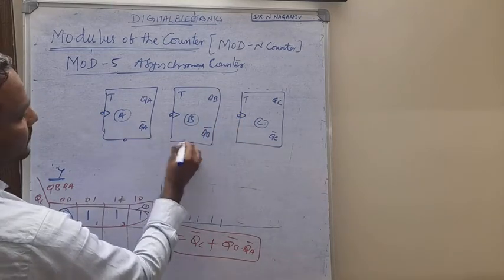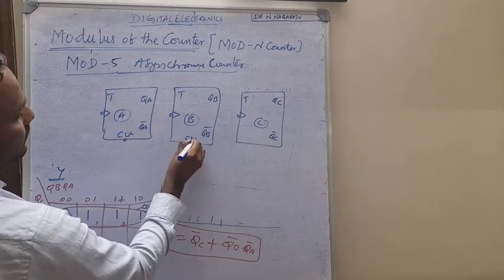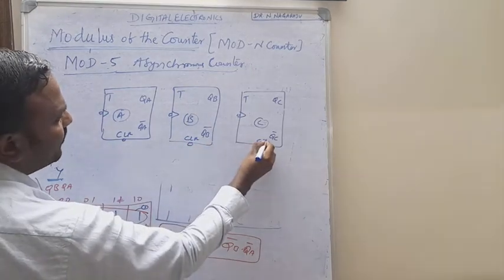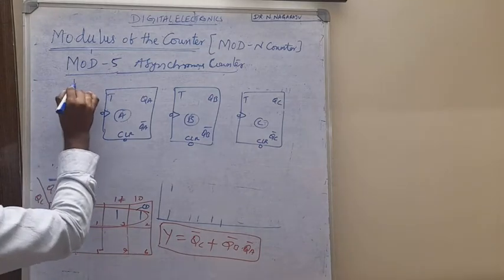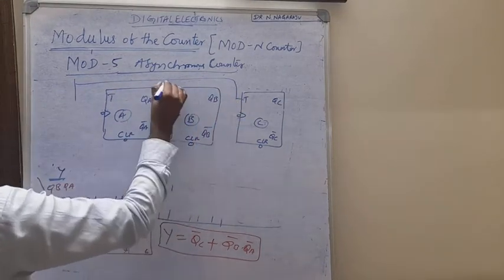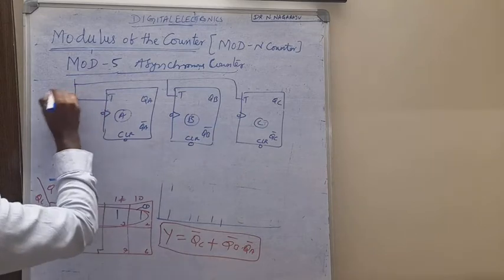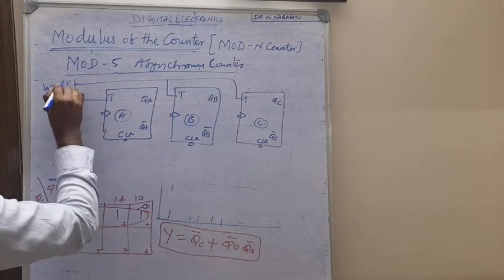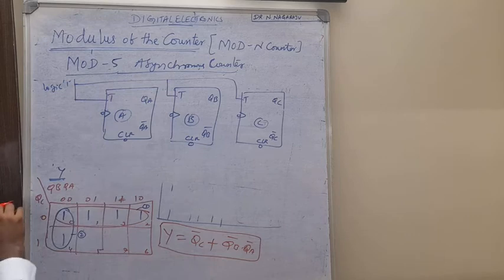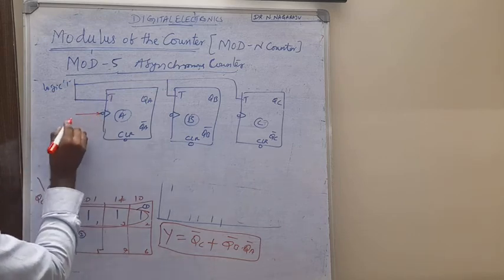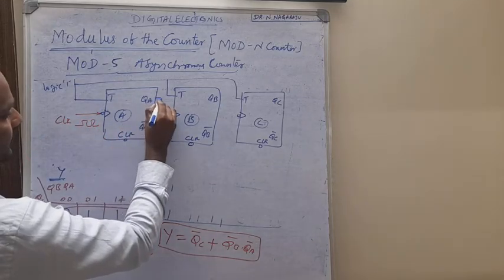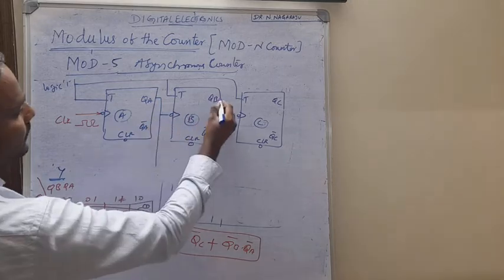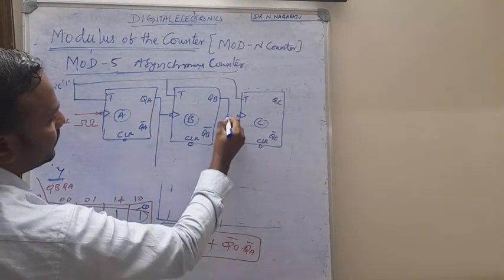Okay, so this is CLR, and here also CLR. These are the basic components which are available in every flip-flop, right? Now what is the next step? You have to put logic 1 over here. Because this is an asynchronous counter, logic 1 goes to all flip-flops. Next, what you have to do? You have to give the clock input. This is the clock for the first flip-flop. For the remaining flip-flops, the output of the first flip-flop is given as the clock input of the second flip-flop. The output of the second flip-flop is given as the clock input of the third flip-flop.